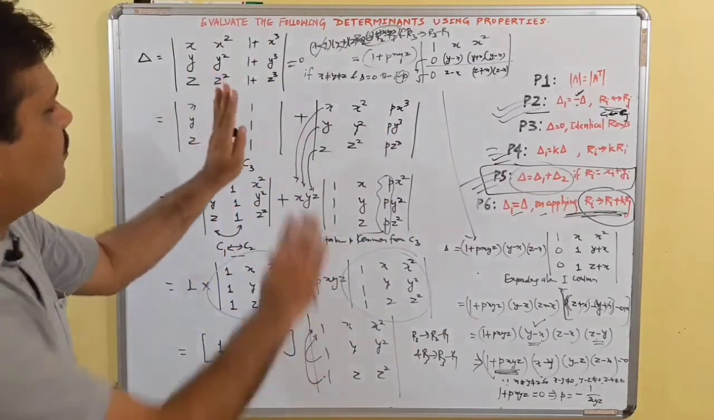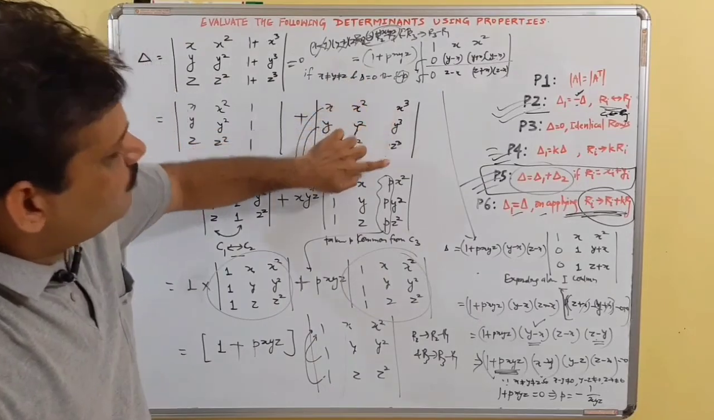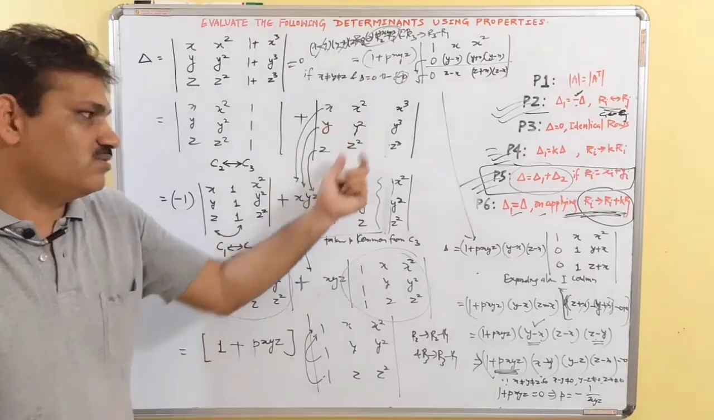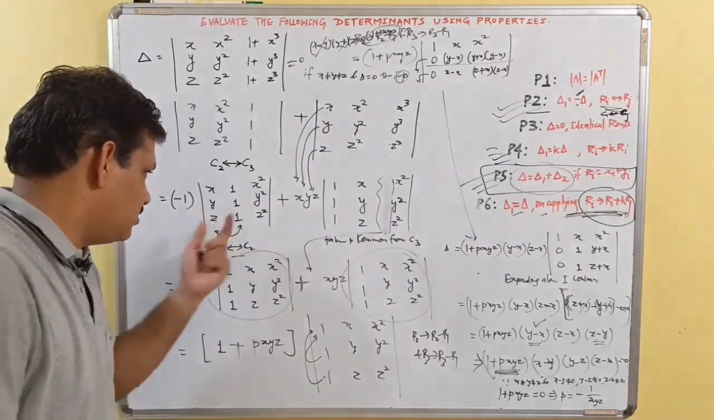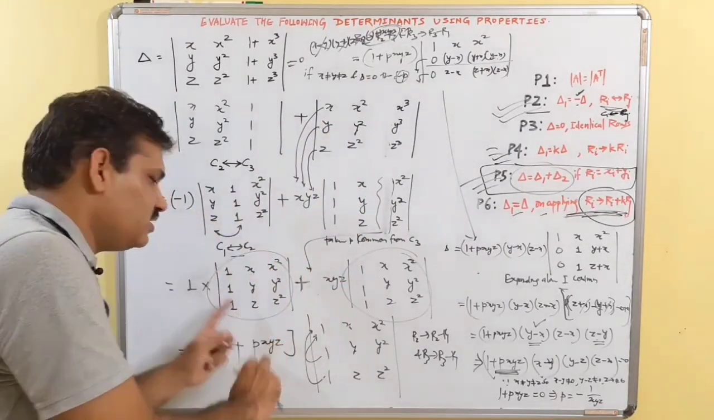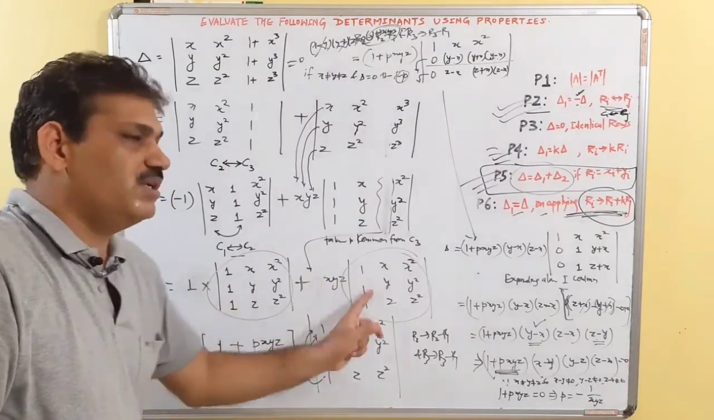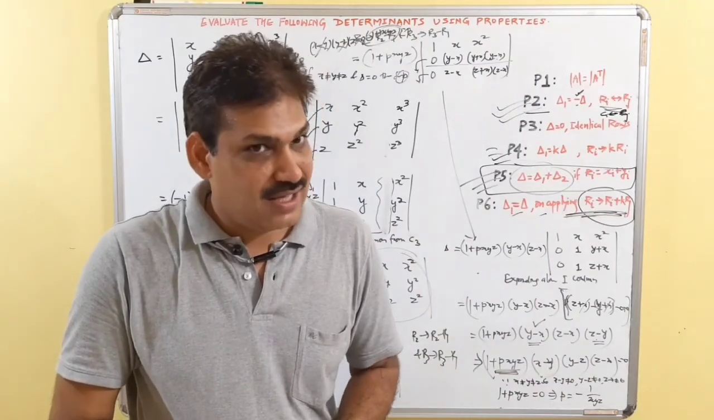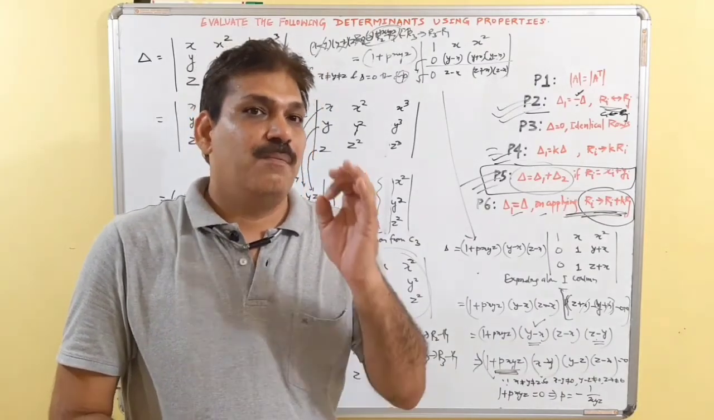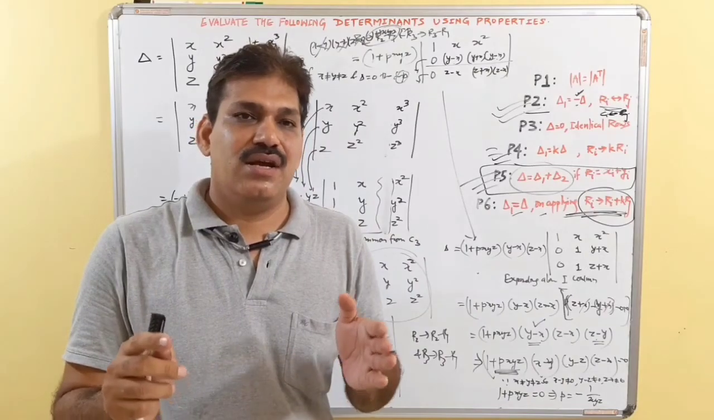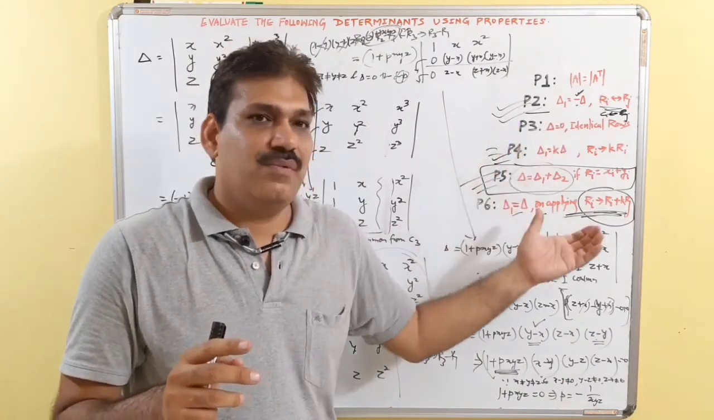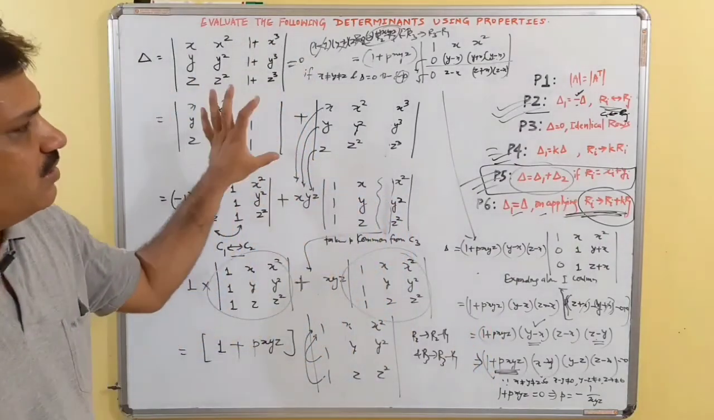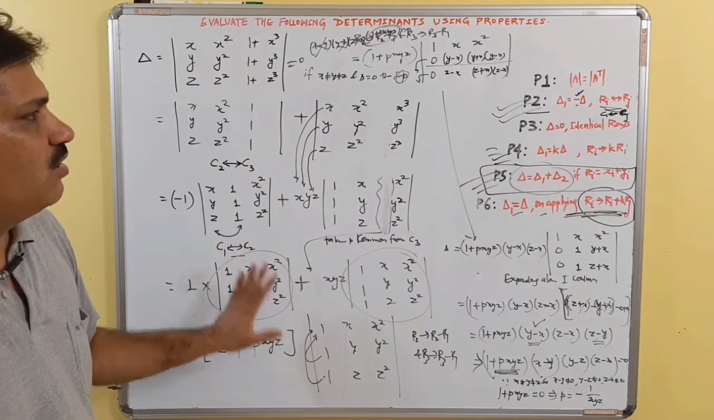How will we solve it? Simply, first we will split. Since there is no p, p will not be taken common. So after interchanging columns twice, minus 1 into minus 1 will be plus 1. The determinant is common, and the value of this determinant is (x minus y) into (y minus z) into (z minus x). I hope it is clear. Practice this question so that you can get all the properties properly, because it includes almost all properties.